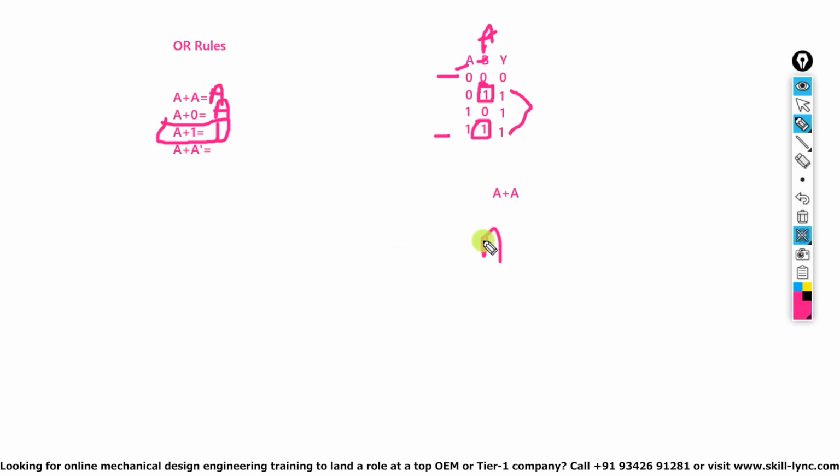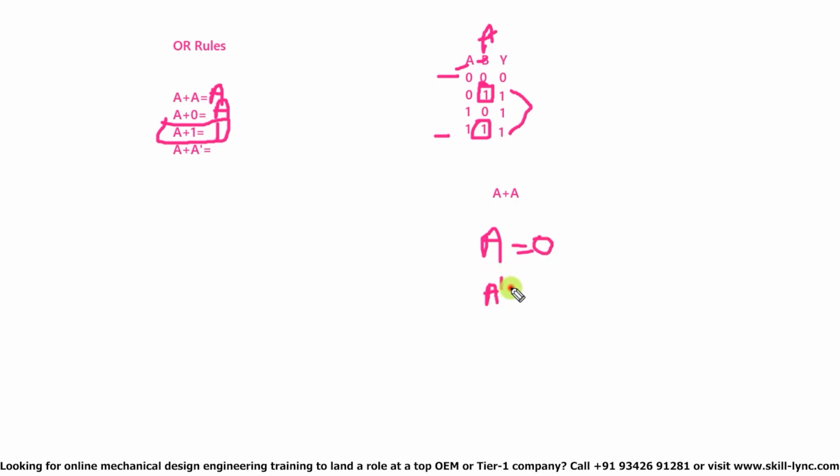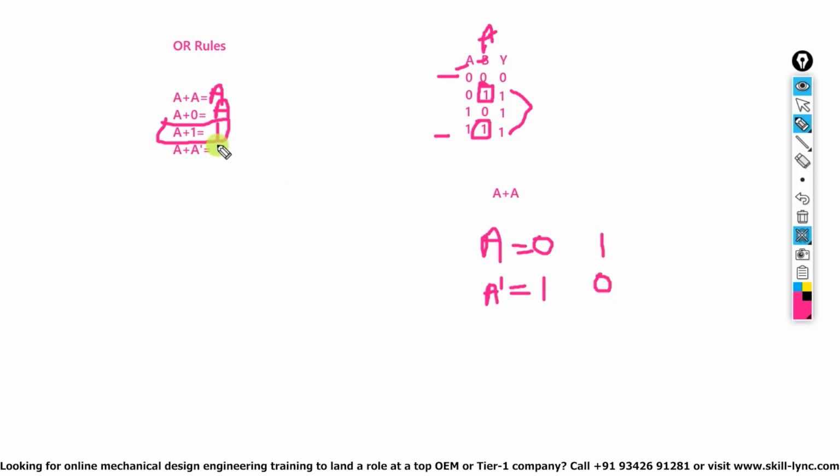Now A plus A bar. Let's take A as 0 and A bar will be 1. Now you have to add A plus A bar. A plus A bar is 0 plus 1, that is 1. And if you are taking A as 1, your A bar will be 0. So 1 plus 0 is 1. It means it is equal to 1.